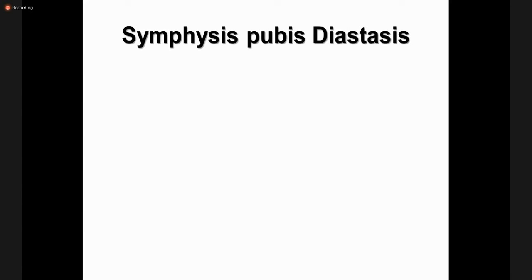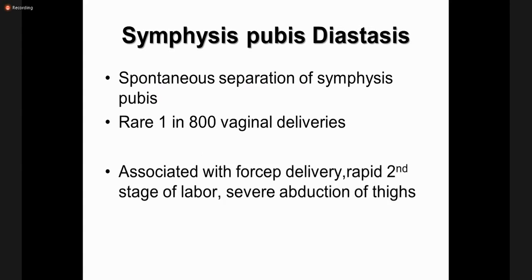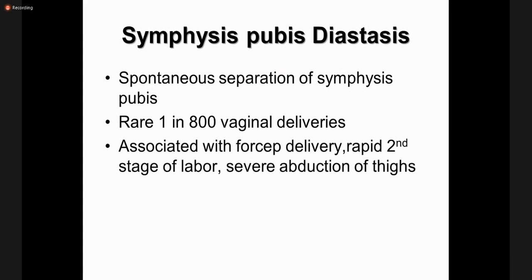The other is symphysis pubis diastasis. It is a spontaneous separation of the symphysis pubis. What is the symphysis pubis? It is a cartilaginous joint which anteriorly connects both hip bones. So there is a spontaneous separation of the symphysis pubis. This is rare. It occurs in 1 in 800 vaginal deliveries, and it is associated with forceps delivery. If you apply an instrument, a forceful delivery, the symphysis pubis gets separated.